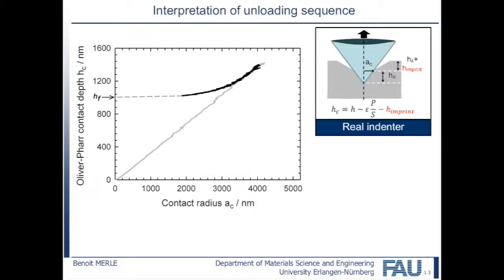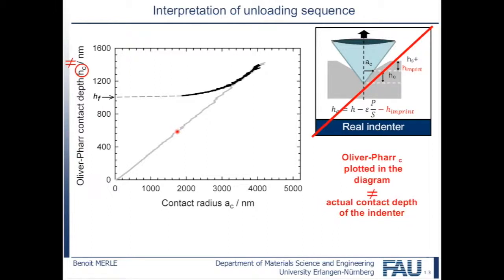So this equation here describes pretty well what's happening during unloading. Unfortunately, that's not what we have been plotting here. Here we have been plotting the Oliver-Pharr contact depth, that is to say this equation, but without the H imprint. So what we are seeing in the left diagram as the y-axis is not the actual contact depth of the indenter.